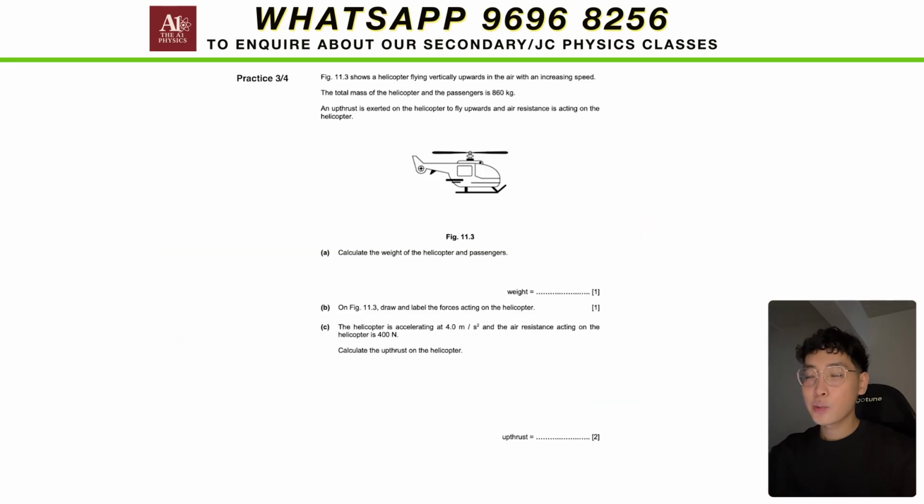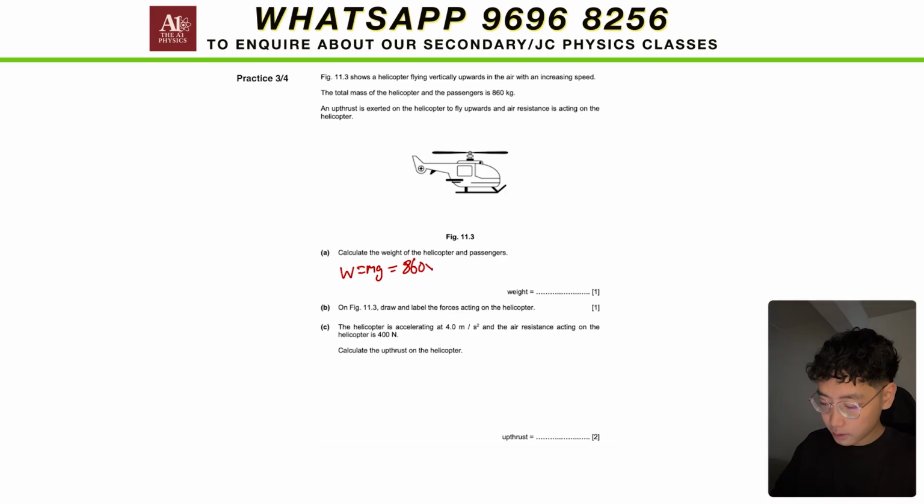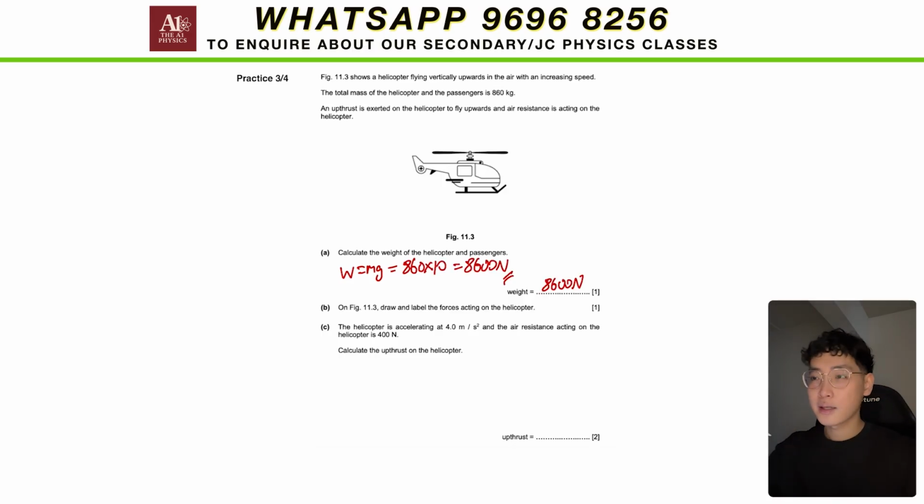Right, so this question is really going to test us on our fundamentals of forming the resultant force equation. So do try this question yourself first, but let's break down how to do this question together. Now, weight I think is quite straightforward. Weight is just W equals mg equals 860 times 10. Right, the weight is just 8600 newtons.